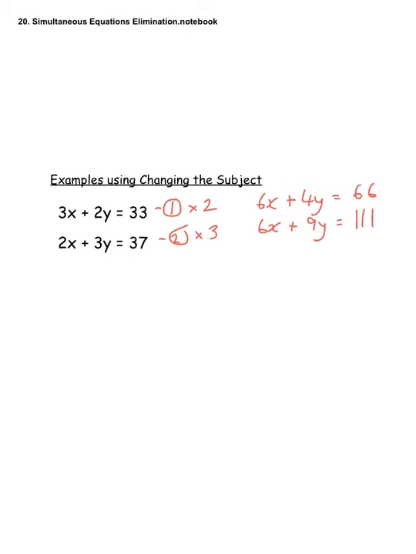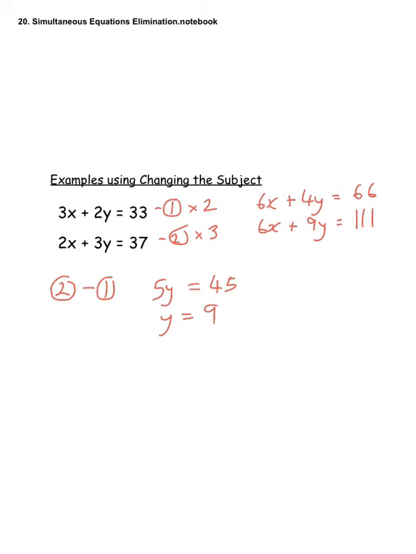Okay, I'm going to take equation 2, or what I've made equation 2, and I'm going to subtract what equation 1 is. Okay, so 6x take away 6x, no x is left. That's the x is eliminated. 4y away from 9y gives us 5y, and 66 away from 111 is 45. Okay, so that gives us an answer of y is equal to 9.